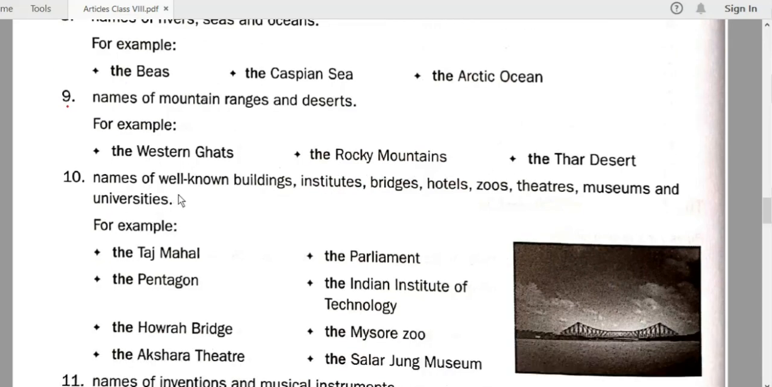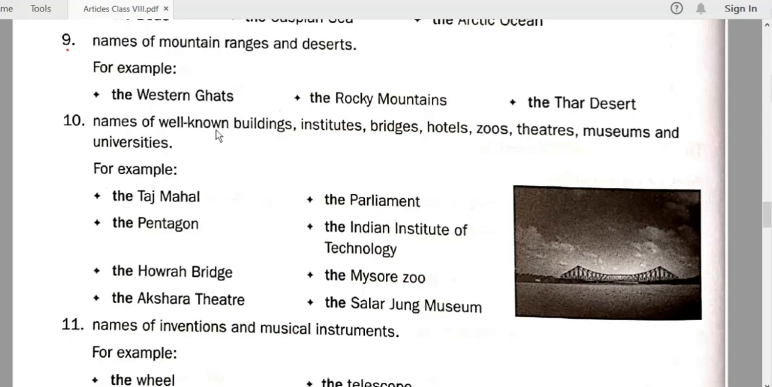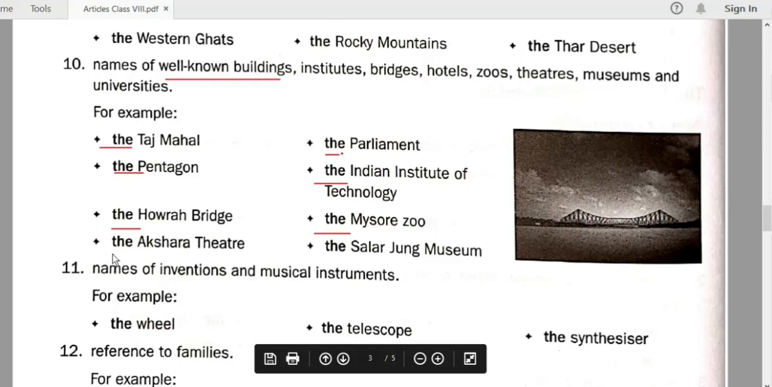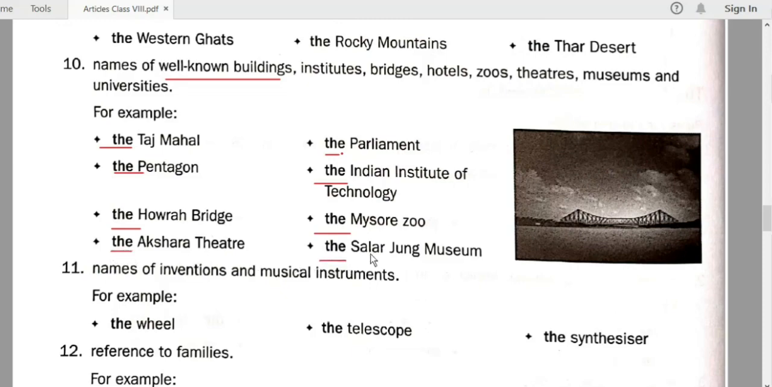The next rule, names of well-known buildings, institutes, bridges, hotels, zoos, theatres, museums and universities. All these are well-known buildings like the Taj Mahal, the Parliament, the Pentagon, the Indian Institute of Technology, the Howrah Bridge, the Mysore Zoo, the Akshara Theatre, the Salar Jung Museum. All these are famous things, well-known buildings, institutes, bridges, hotels, zoos, theatres, museums and universities.